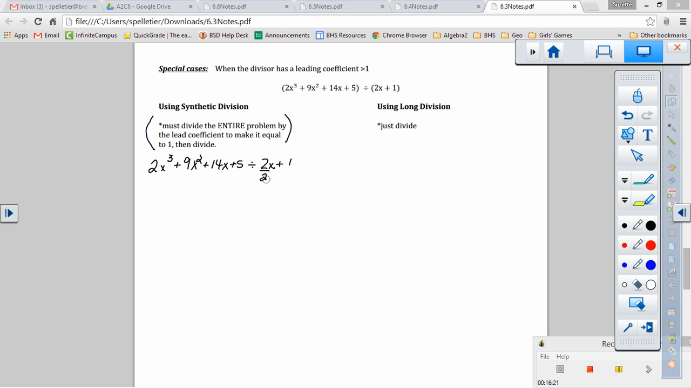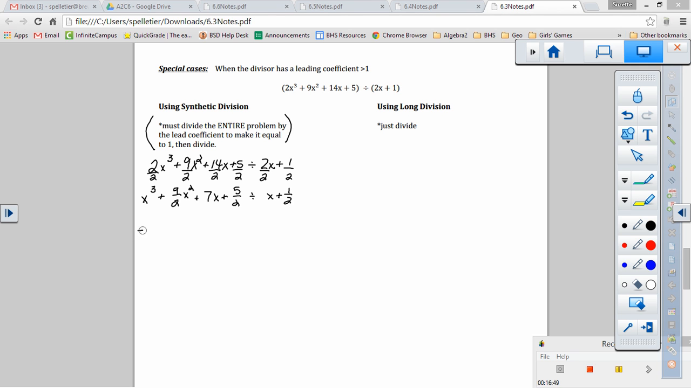So if you need that lead coefficient to be a 1, you have to divide by 2. And if you divide that by 2, you have to divide every single term in the entire equation by 2. The problem is not all of them divide out evenly. So we get x to the third plus 9 over 2x squared plus 7x plus 5 over 2 divided by x plus 1/2. Then you do your synthetic division with these numbers.